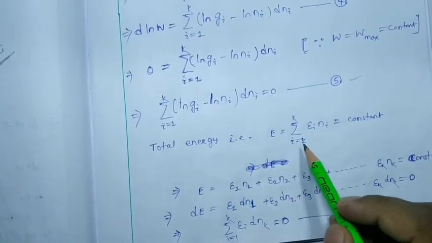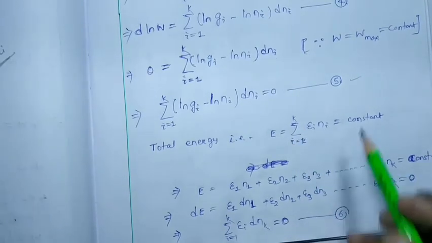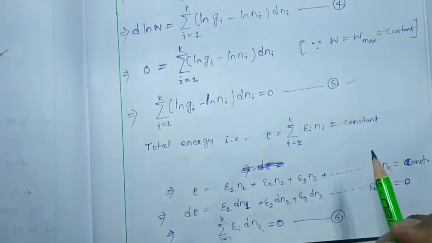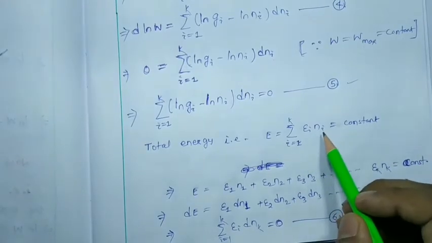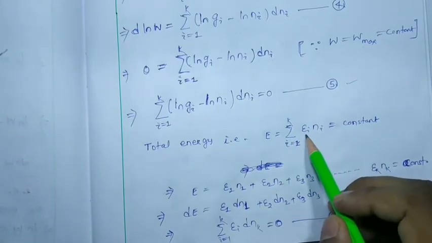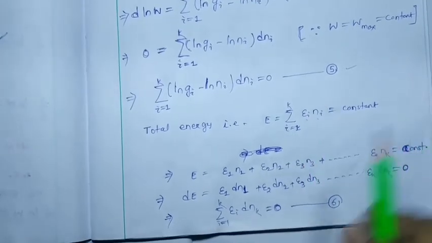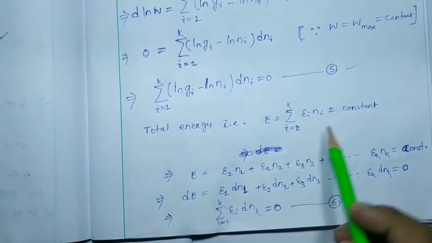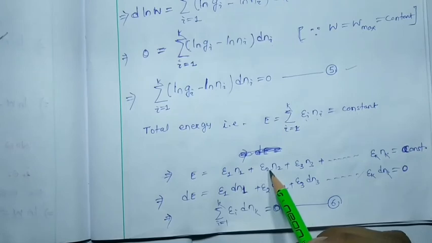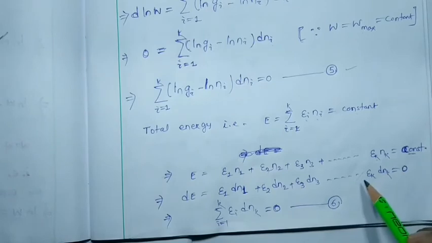Total energy is nothing but summation over i equal to 1 to k of epsilon i ni equal to constant, right? Because previously we defined that this is an isolated system, so total energy is constant. Total energy means the number of particles, and each particle has epsilon i energy. So epsilon i ni equals constant. If I write it in general way, it will be epsilon 1 n1 plus epsilon 2 n2 plus epsilon 3 n3 up to epsilon k nk is constant, right?